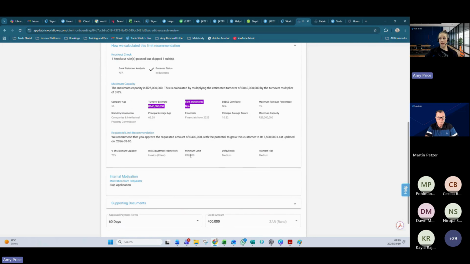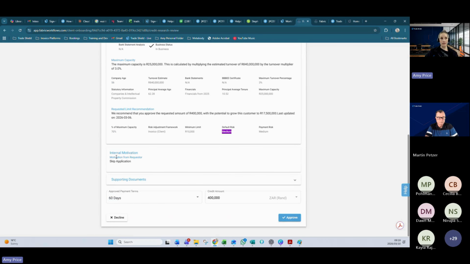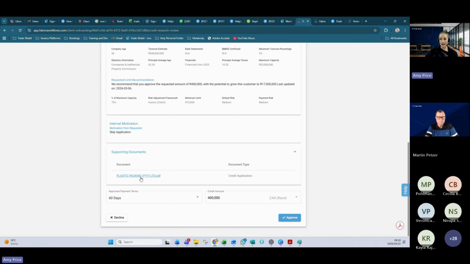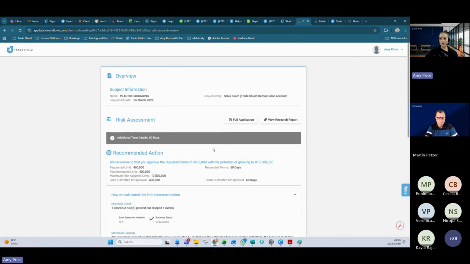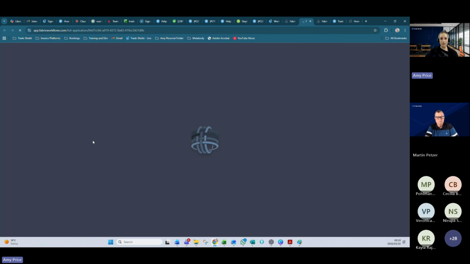Okay. Then we want to look at the scores. So they have a medium default risk and a medium payment risk. We're going to look and see if there are any other documentation. So for example, this person gave a motivation and just said that it was a skip application, and they attached the credit application over here. So now we're going to want to look at this credit application, but if it was a full, they did the actual credit application on TradeShield as they should have, we're going to want to click on the full application.